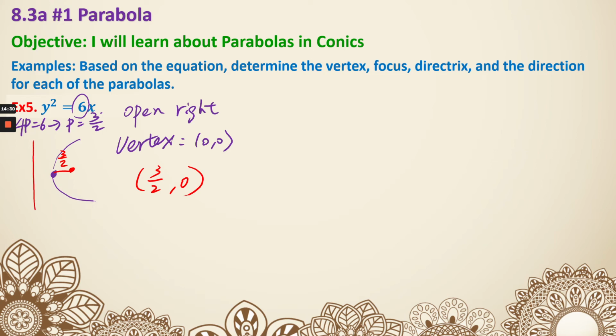Also, my directrix is on the other side. This part is also 3/2. So my directrix would be x equals -3/2. So you see, we're drawing a little diagram again. Even though we don't have a graph, we can roughly draw it out.